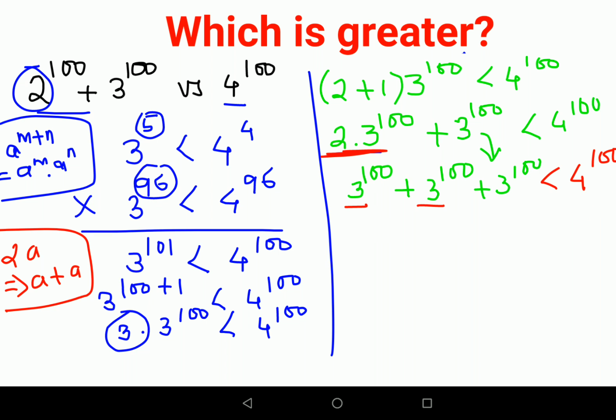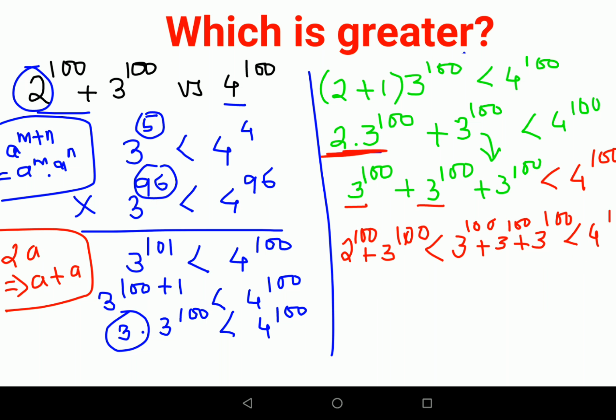And if you see, 2 raised to 100 plus 3 raised to 100, that's our question, right? That is definitely going to be smaller than 3 raised to 100 plus 3 raised to 100 plus 3 raised to 100, which is still smaller than 4 raised to 100. So obviously I can say that out of these two given values, 4 raised to 100 is the greater value. Okay, so that's it for today. I will see you in the next video.